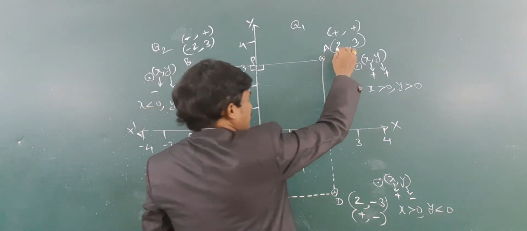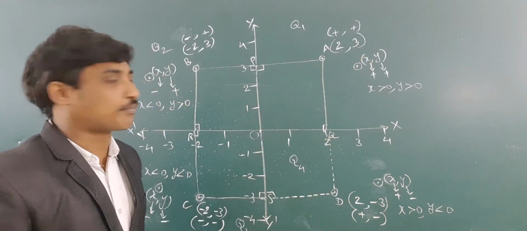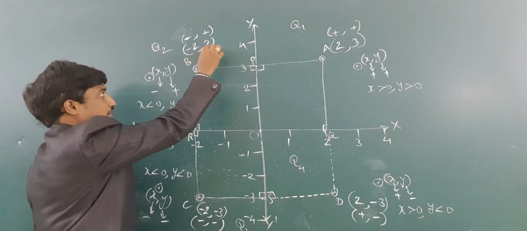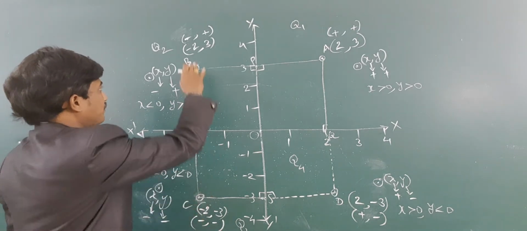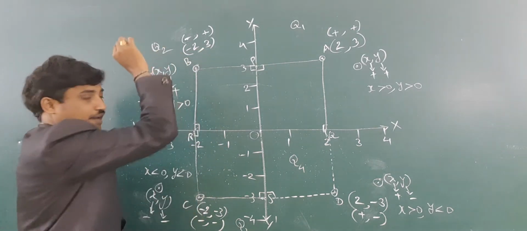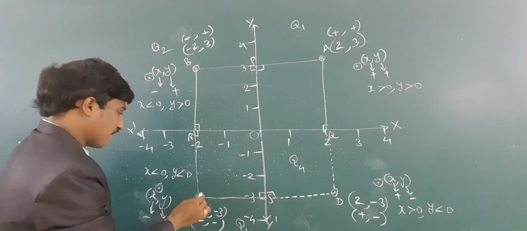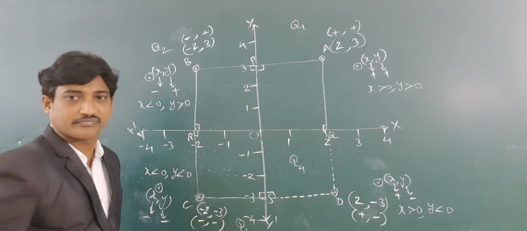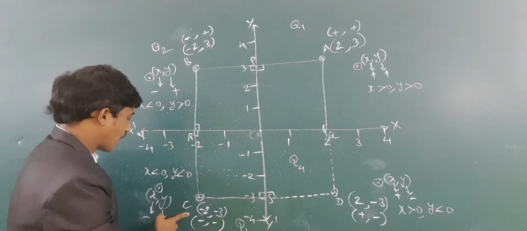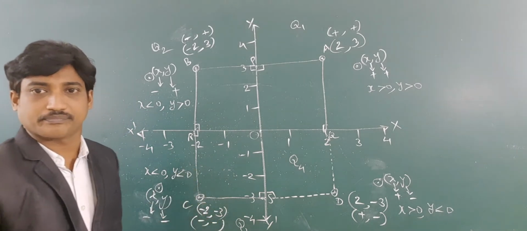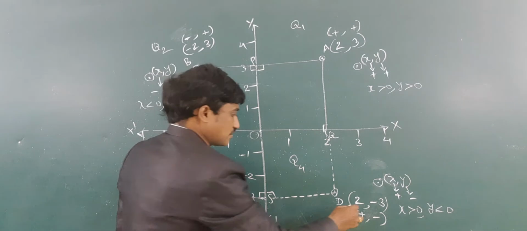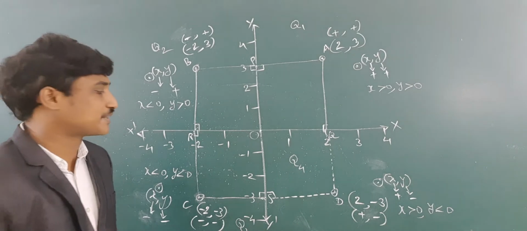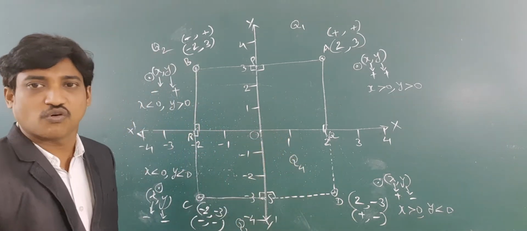If both coordinates have positive signs, that point belongs to Q1. If the first coordinate has a negative sign and the second coordinate has a positive sign, then the point belongs to the second quadrant, Q2. If both coordinates have negative signs, then the point belongs to the third quadrant. If the first coordinate has a positive sign and the second coordinate has a negative sign, then that point belongs to Q4, the fourth quadrant.